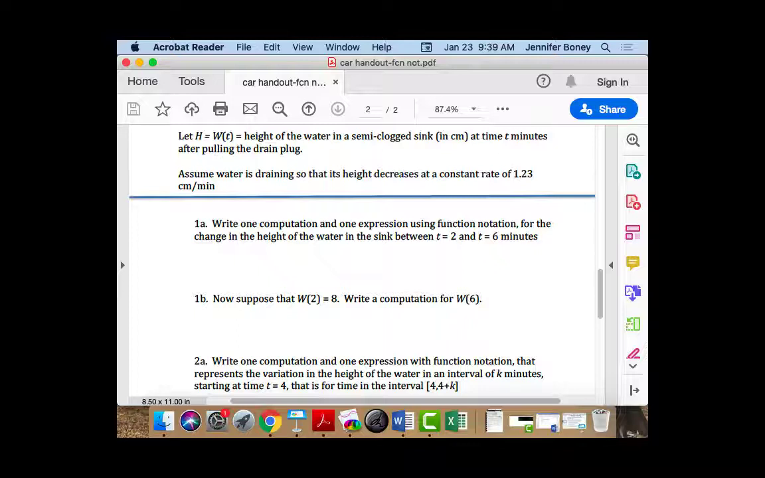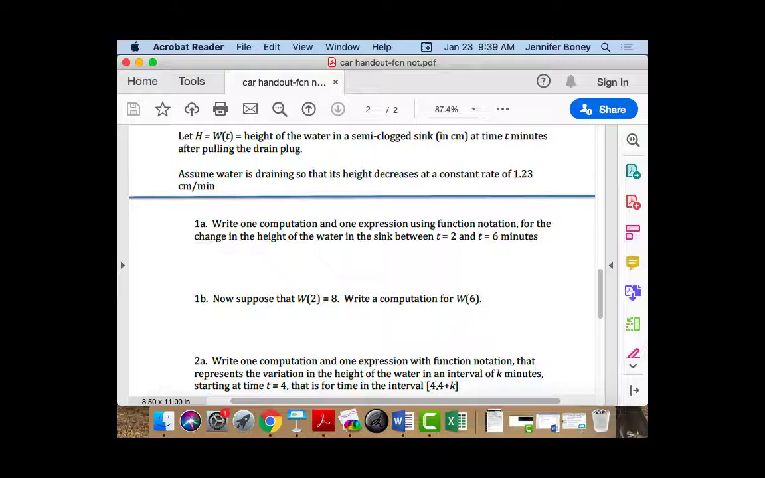So write out the computation you do, write in symbols what it is you're doing, but realize this time instead of necessarily having just dy's and dx's and that sort of thing, we have a function w, so we can refer to things by using function notation also. So think about the change of the height of the water in the sink between time 2 and time 6 minutes, how you calculate that, and how you could express that using function notation. There's maybe a couple different ways too. So since we have function notation, or a function name, we have more options as well, beyond what we did last time.